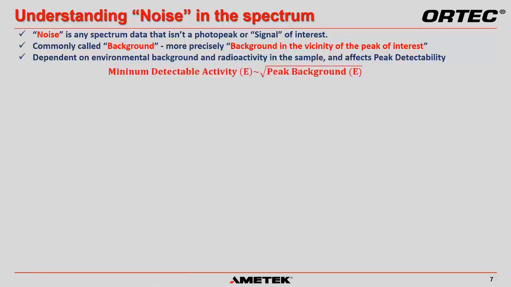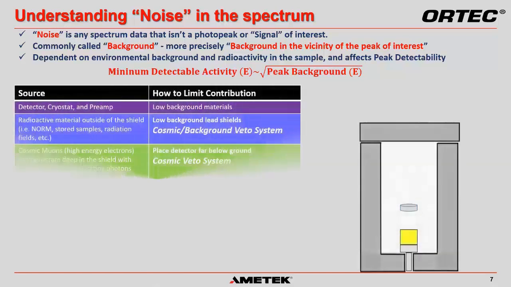This detectability is usually referred to as a minimum detectable activity or lower limit of detection, which is proportional to the square root of the peak background. So what are the sources of this noise or peak background contribution?